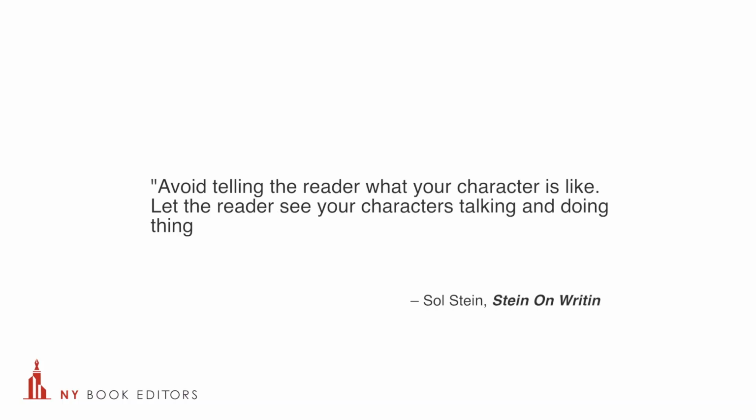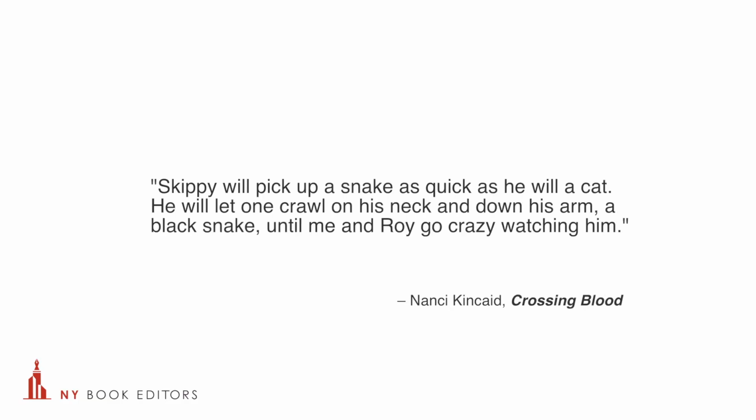She's lying down. Sol Stein put it this way: avoid telling the reader what your character is like. Let the reader see your characters talking and doing things. Here's an example from Nancy Kincaid. She doesn't write, "Skippy is brave." Instead, she writes, "Skippy will pick up a snake as quick as he will a cat. He will let one crawl on his neck and down his arm, a black snake, until me and Roy go crazy watching him." In both of these examples, we see characters doing something.